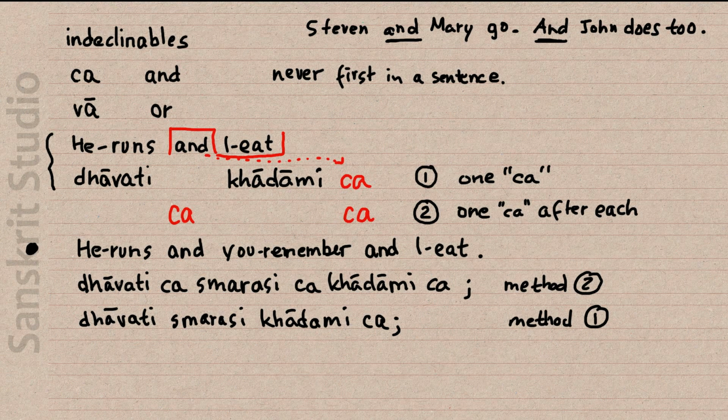And method 2 I will only use in this course when we are translating from Sanskrit to English. So if the exercise is dhāvati cha, smarasi cha, khādami cha, and to translate that to English, then it's another thing. Then you will see method 2 in the text. But otherwise, we will just use method 1, at least as I'm imagining right now.